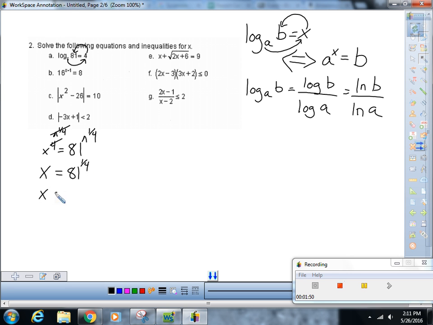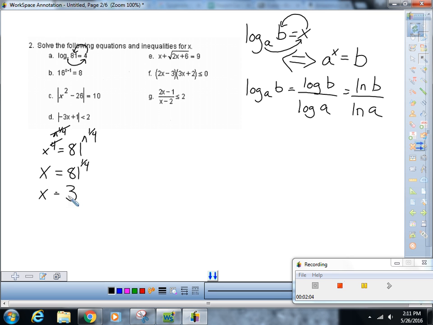And if I put that in my calculator, it's asking what number when you multiply times itself gives you 81, and that's going to be 3, right? 81 to the 1/4 power, and the X is 3. Okay? All right. Part B.